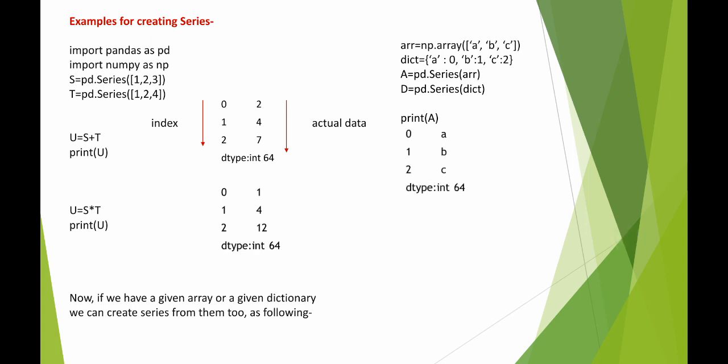Similarly, if we print D, we'll have D as output. You can see A has the elements a, b, c as it had in the array, and similarly D has the elements 0, 1, 2 as it had the values in the dictionary dict. Now dict has created the indexes according to the keys. You can see a, b, c are the keys of the dictionary, so it has created the indexes a, b, c, and the actual values are 0, 1, 2, and dtype is int64 again.